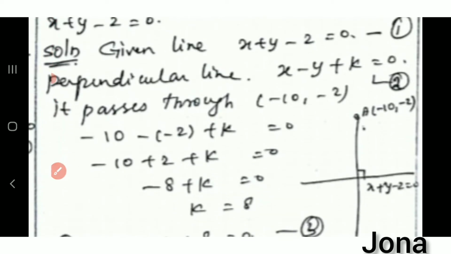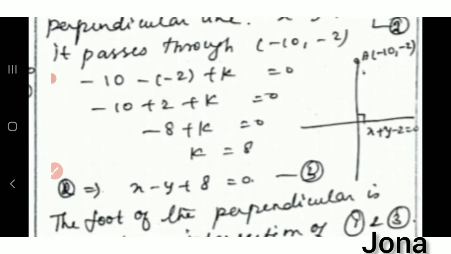That means minus 10 minus of minus 2 plus k equal to 0. And if we substitute this, minus 10 plus 2 plus k equal to 0, we will get the value of k equal to 8. Now we can substitute the value of k there. That means x minus y plus 8 equal to 0.